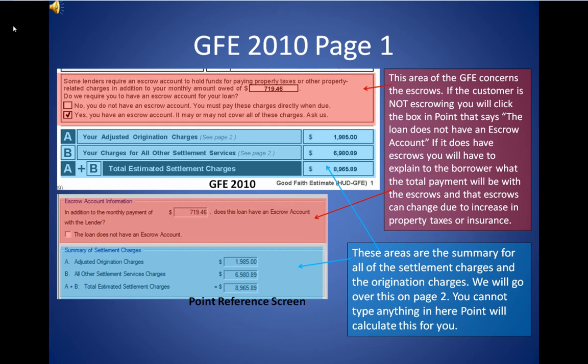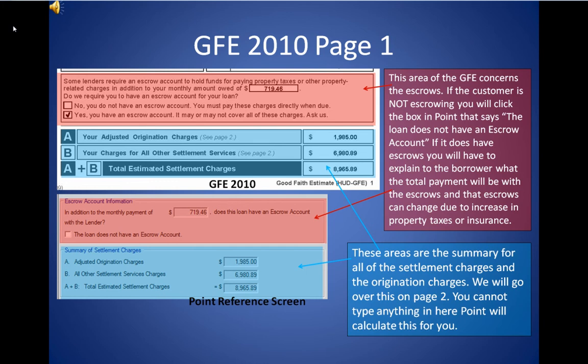On these next two sections of page 1, you're going to tell the customer here whether or not they're escrowing. It does not show them their escrow payments essentially, but it just tells them, yes, you are escrowing, or no, you're not escrowing. The funniest thing that it shows is it says, yes, you have an escrow account. It may or may not cover all of these charges. Ask us. So what that means is you're going to get questions from the customers. But basically what you should tell them, of course, is when they do escrow, if their taxes go up or their insurance goes up, the payments are going to be a little higher per month.